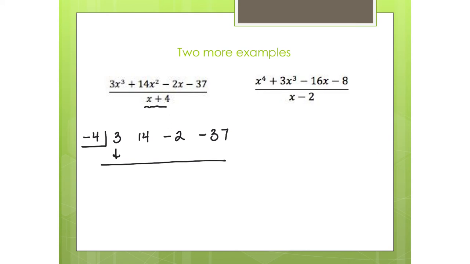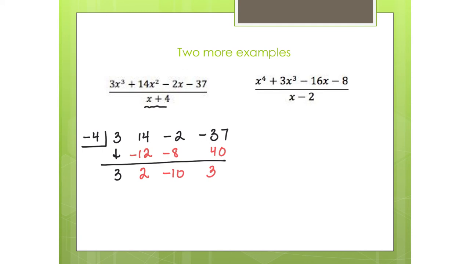We always drop down the first term. Now we're always multiplying and then adding. Everything gets multiplied, slides to the next open spot. So we're multiplying the negative 4 times 3, which is negative 12, and we're going to add it to the 14. Then we're going to multiply, add, multiply, and add.